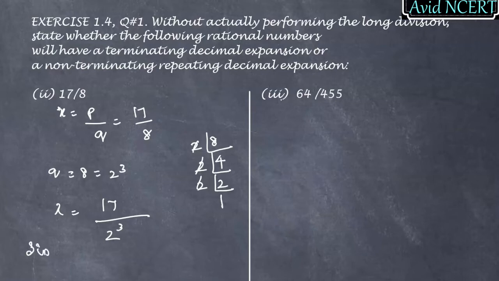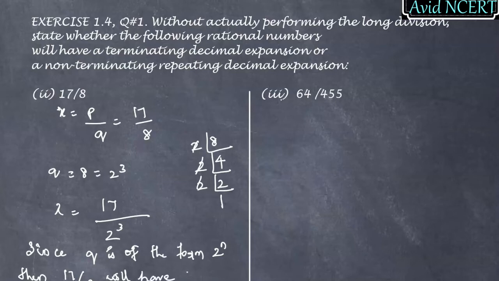Since q is of the form 2 power n, 17 by 8 will have a terminating decimal expansion. After this you have to write this conclusion from the question. This step is important.